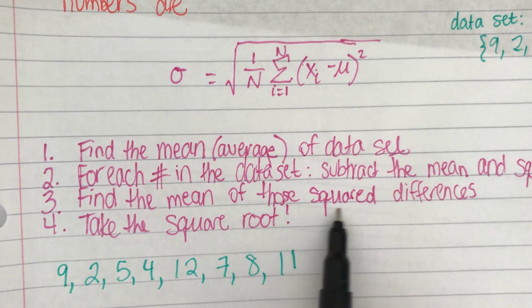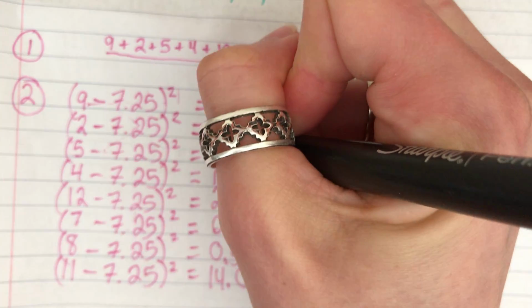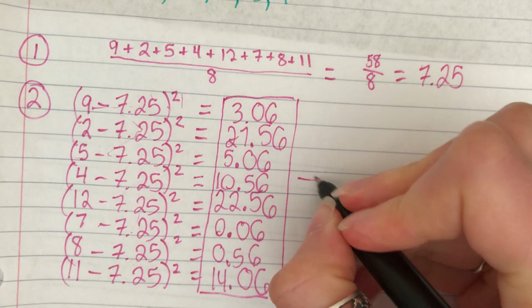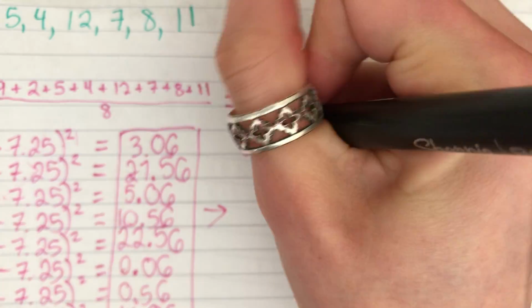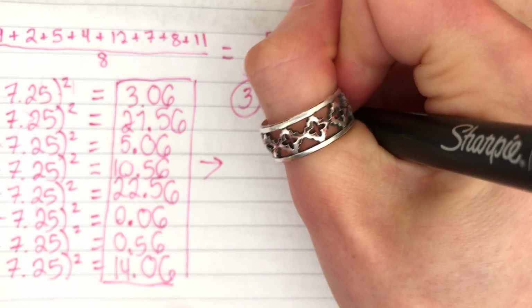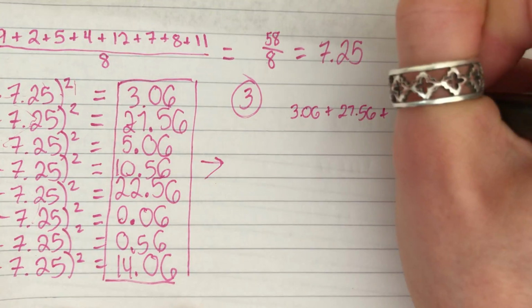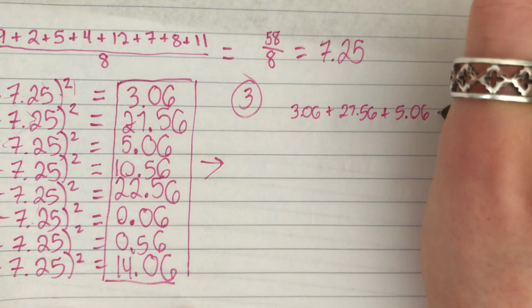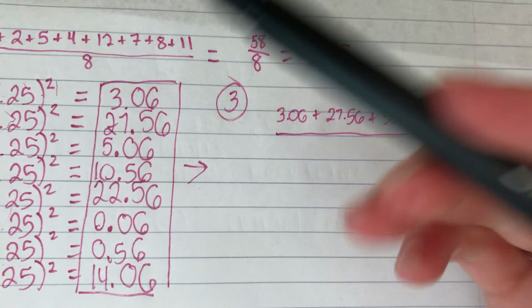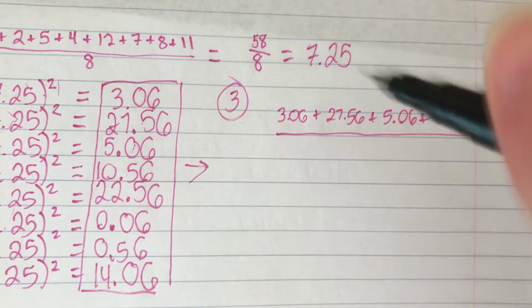Step 3 says find the mean of those squared differences. Okay, so all we're doing now is we're taking this group of new numbers and we're finding the mean of it. So how do we find the mean? Step 3, we simply add them all up and then divide by however many there are. So again, 3.06 plus 27.56 plus 5.06, etc., right? We would add up all these numbers here, and what would we divide it by? Well, however many numbers there are. 1, 2, 3, 4, 5, 6, 7, 8.